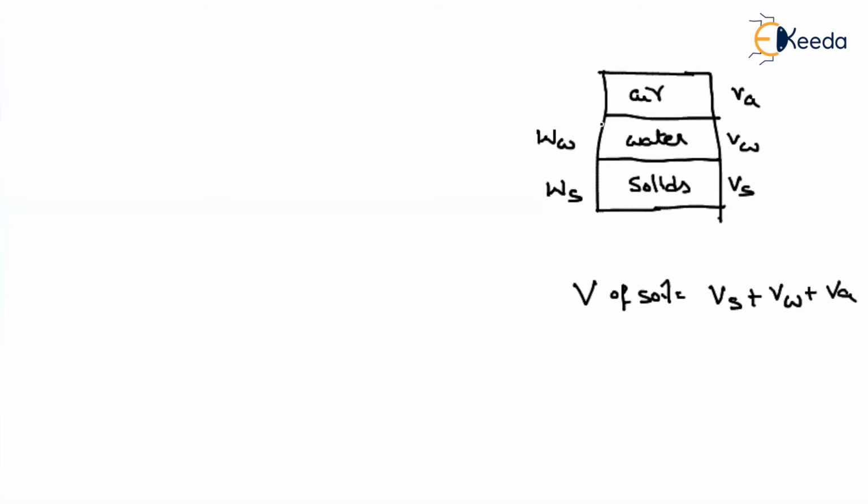Now, what about the air? Will it have any weight? No, it doesn't have any weight. That's why, if we are talking about the total weight of soil, it is nothing but the summation of the weight of water plus the weight of solids. The volume of air will also come into the picture, but as it doesn't have any weight, the total weight of the soil is always the summation of the weight of the water plus the weight of the solids. As air doesn't have any weight, we don't talk about a parameter of air with respect to the weight.